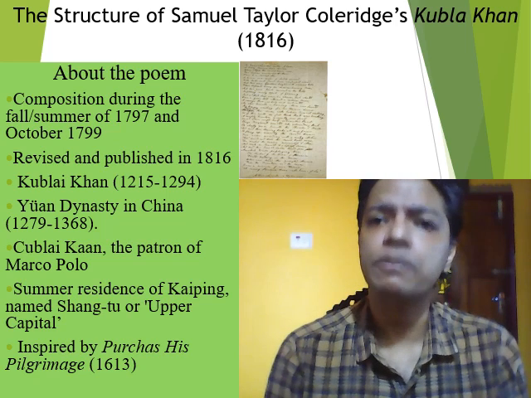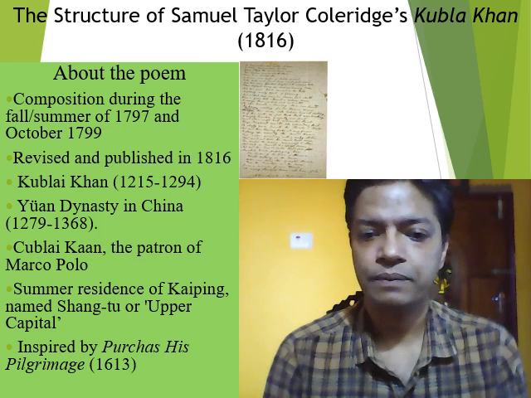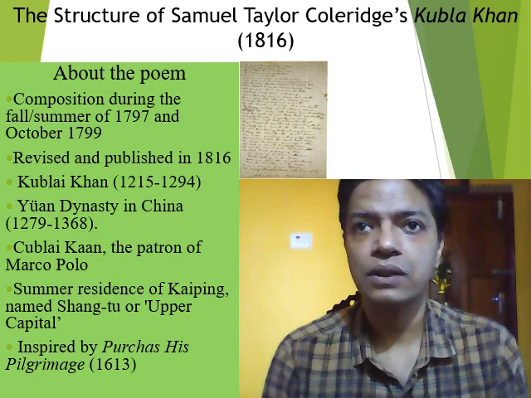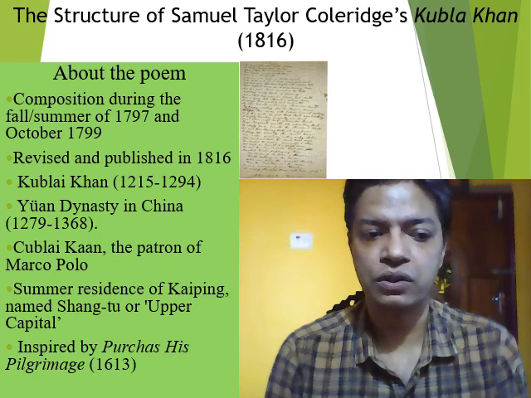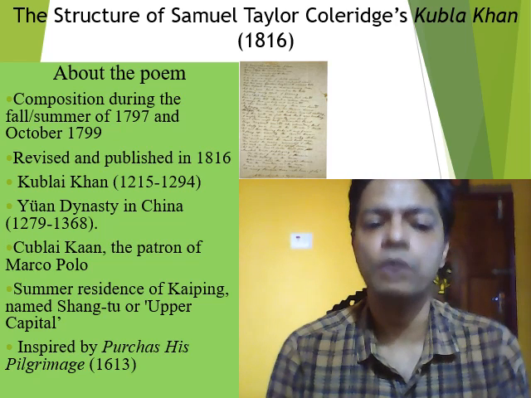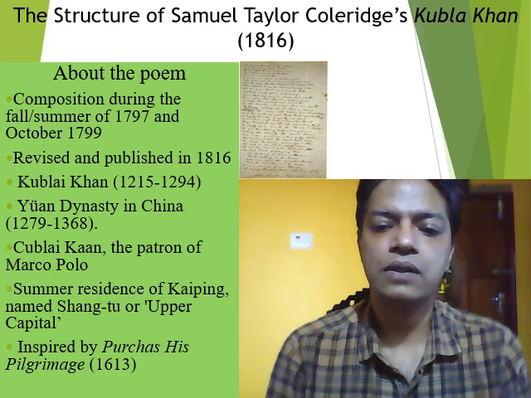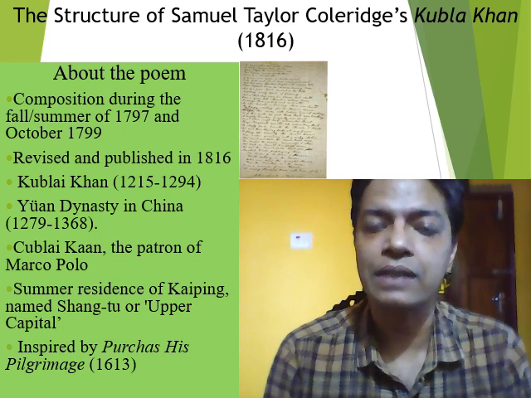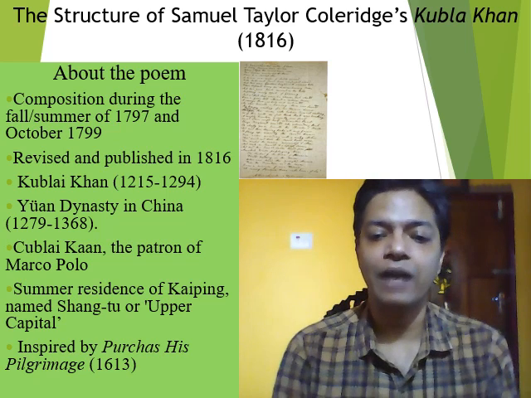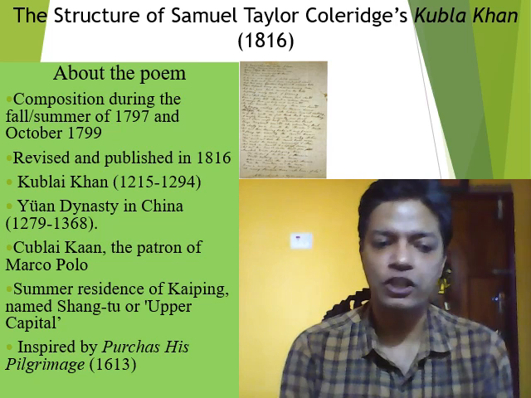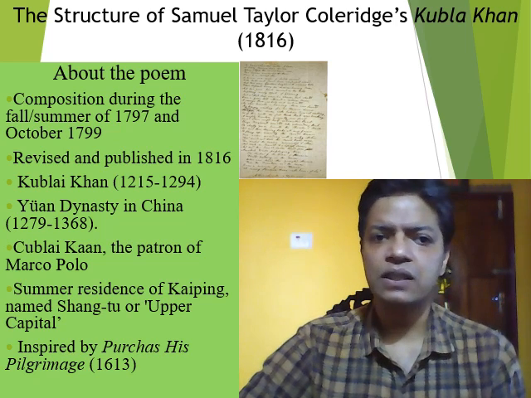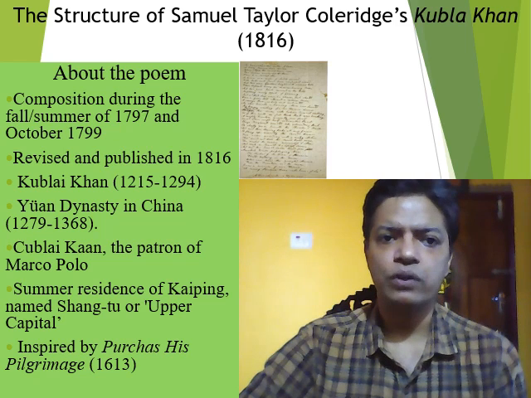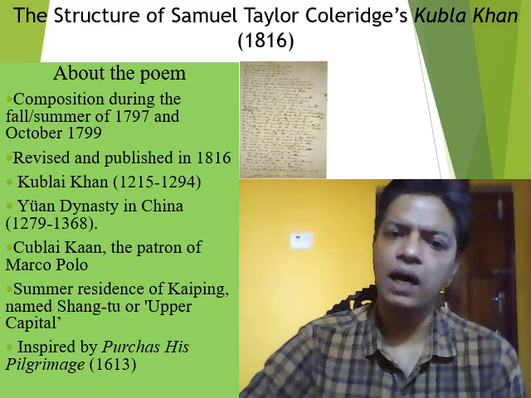Coleridge's poem was inspired by travel literature. In Purchas's Pilgrimage, a Jacobean travelogue published in 1613, Purchas reports, I quote, "In Xanadu did Kubla Khan build a stately palace encompassing 16 miles of plain ground, a sumptuous house of pleasure." And Coleridge was reading this Purchas's Pilgrimage before planning to write his famous poem Kubla Khan.